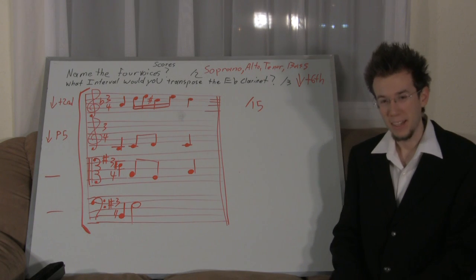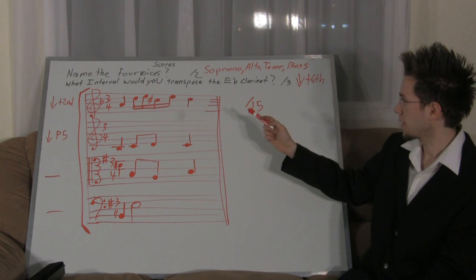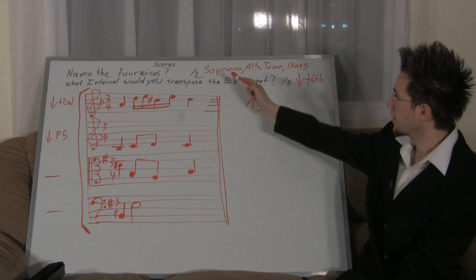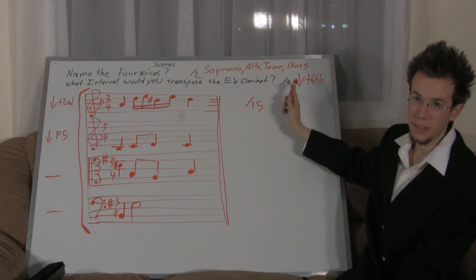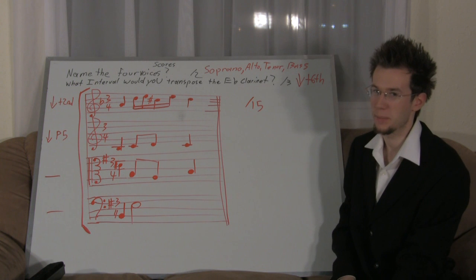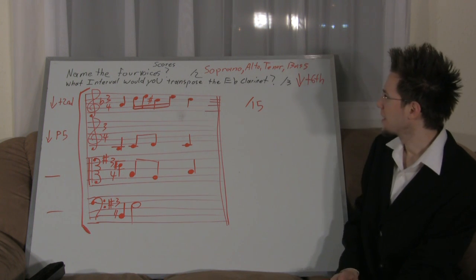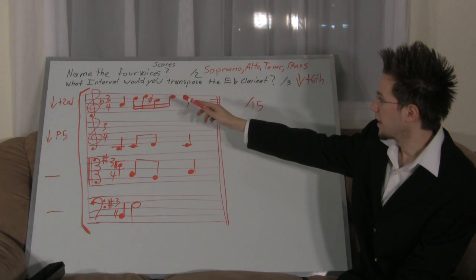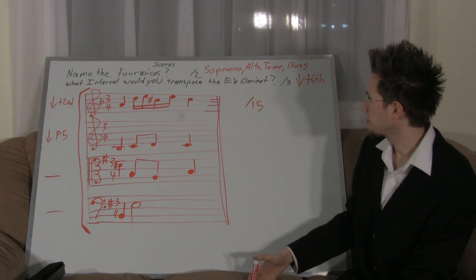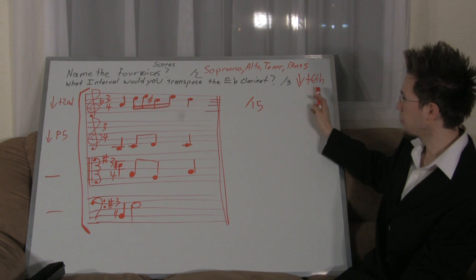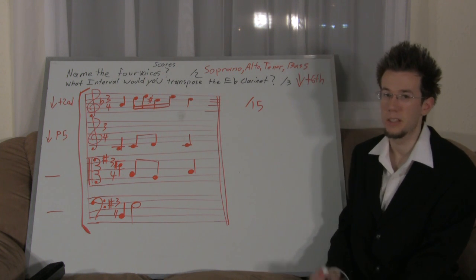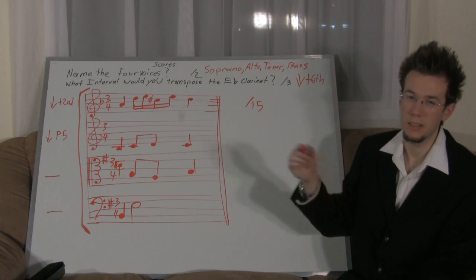Okay guys, and here's the answers for the scores and transposition section. So, name the 4 voices: soprano, alto, tenor, bass. I hope you guys remembered that one. That's a pretty important one. Okay, so the 2 marks for that. What interval would you transpose the E flat clarinet into? And the answer is down a major 6th, okay? Because you're going from C down to E flat, that's a major 6th.